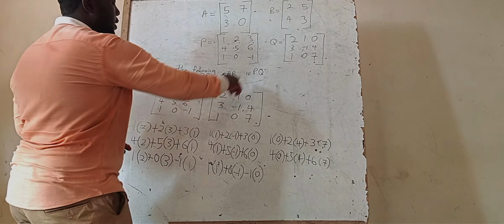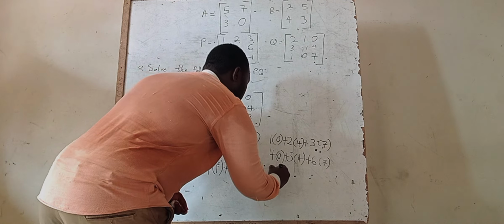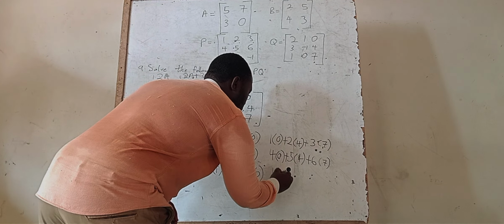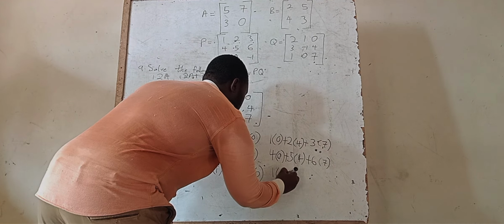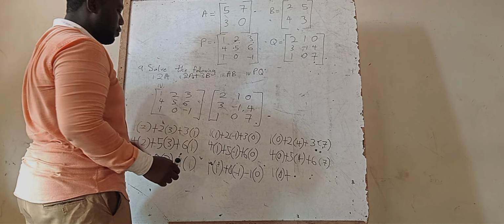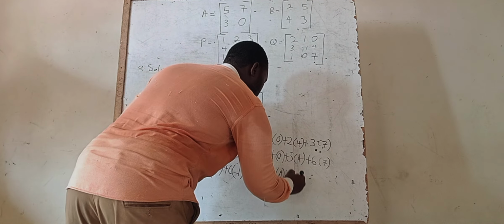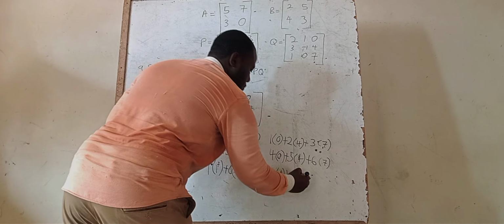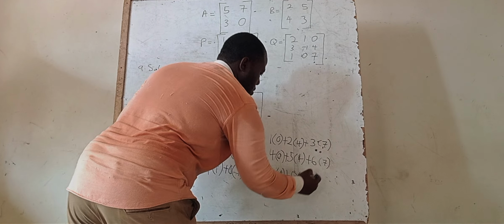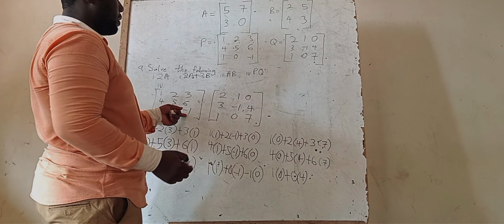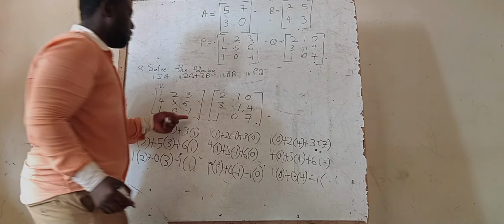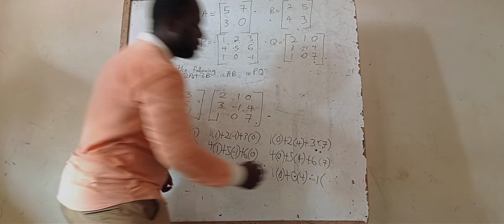Then we move on to the last column. You take 1, 1 will take on 0. You take 0, 0 will take on 4. Then we take negative 1. Negative 1 will take on 7.